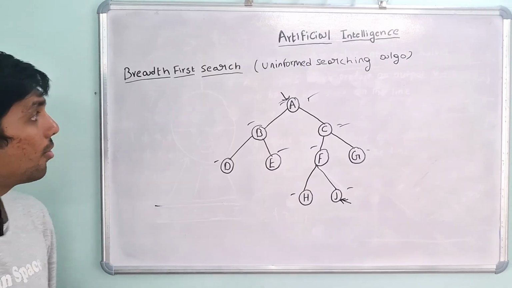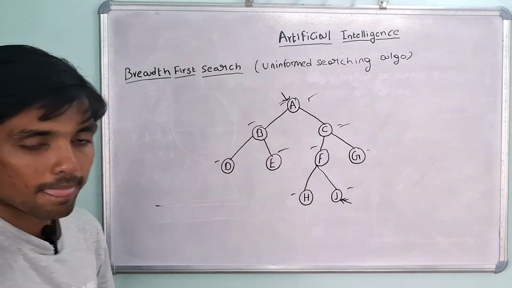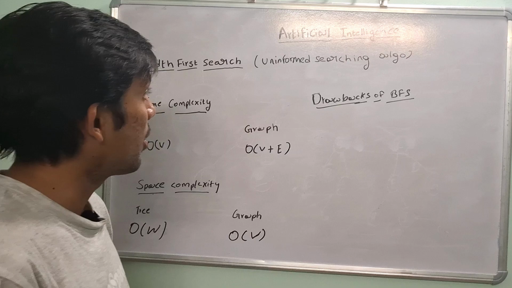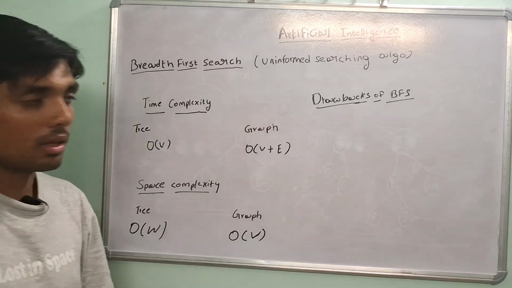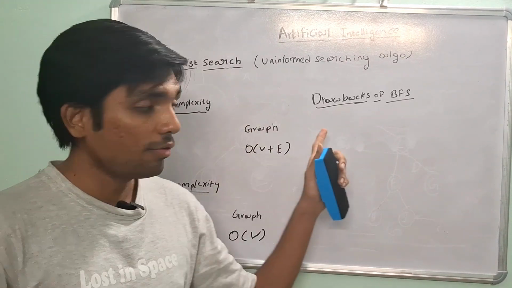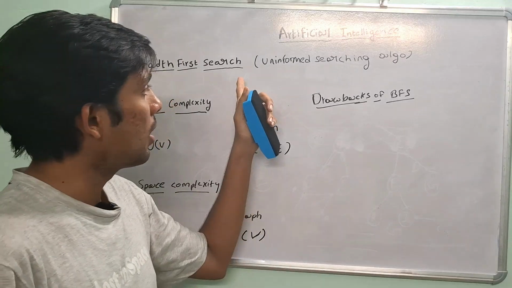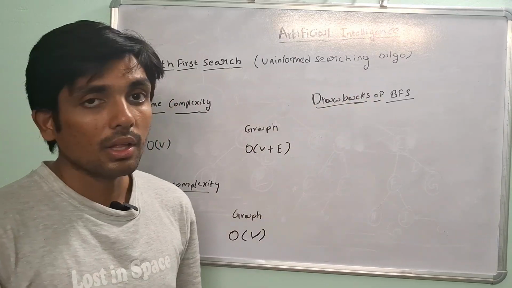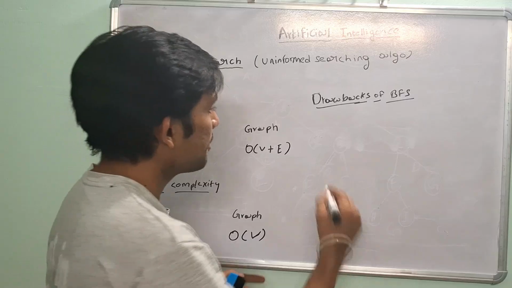This is the working principle of breadth first search algorithm. Okay guys, now let us see what are the drawbacks of breadth first search algorithm. The main drawback of breadth first search algorithm and all uninformed search algorithms is that they are not optimal.